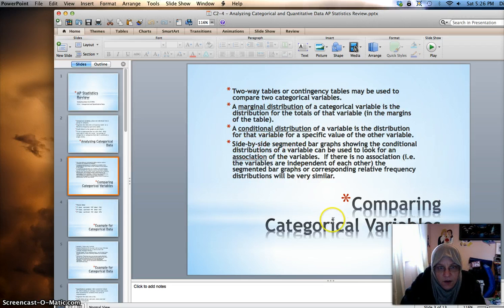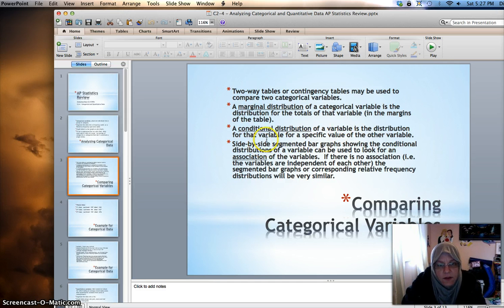Now for comparing categorical variables, you can use two-way tables, also called contingency tables. If you put the totals in the table, then those total rows, which are usually the bottom row or the rightmost column, those are the marginal distributions of the variables. And it's in the margins of the table, so it's called the marginal distribution. A conditional distribution of a variable is the distribution for that variable for a specific value of the other variable.